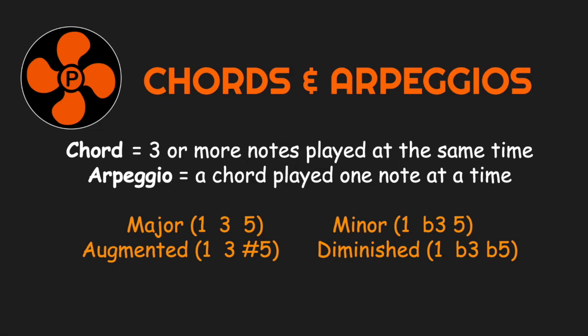There are four main types of chords that exist in music: major, minor, diminished, and augmented. Here is a major chord. If I play it as an arpeggio, it sounds like this. Here is a minor chord. Here is a diminished chord. And here is an augmented chord.